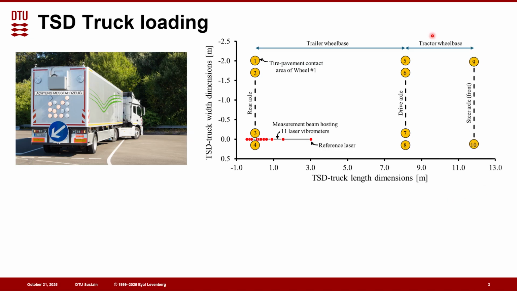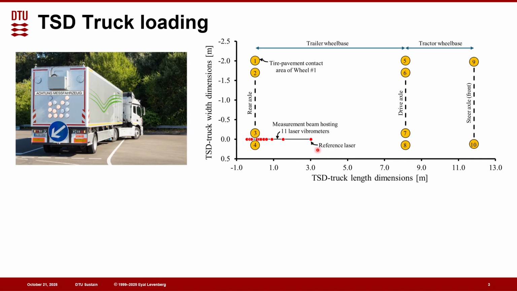Here is a footprint of the truck. Here you can see the rear axle, the drive axle, and the steer axle. The length of the truck is about 12 meters. There are 10 loads for the 10 wheels, numbered here 1, 2, 3, 4, 5, 6, all the way to 10. And the laser beam is placed between tires or loads 3 and 4.